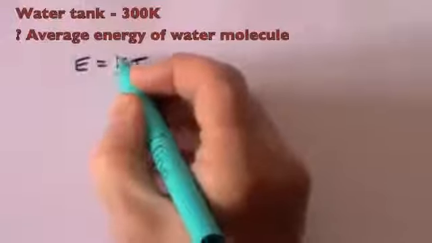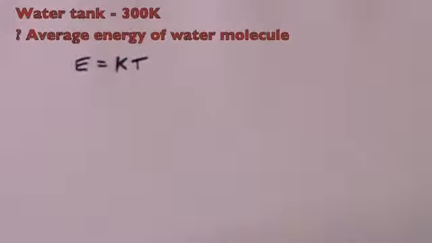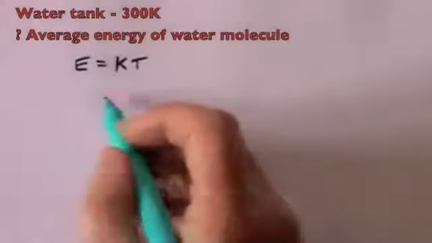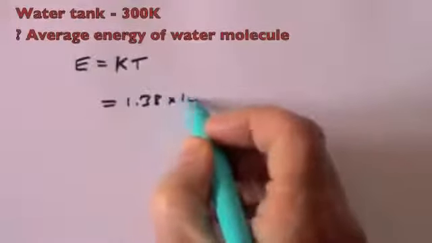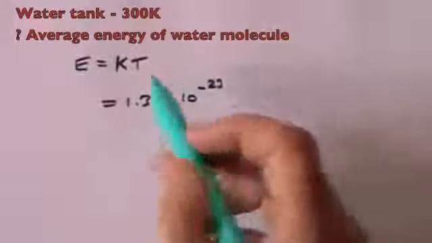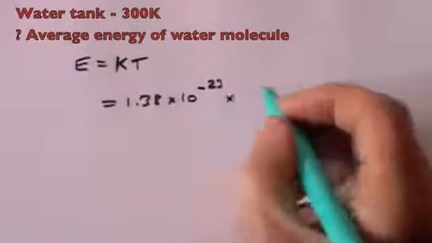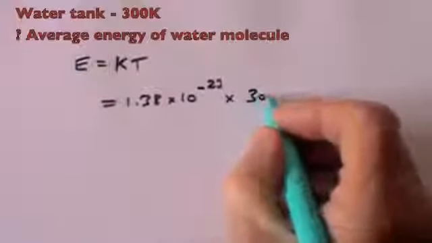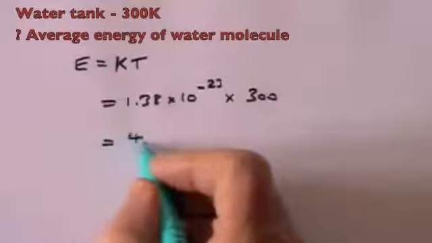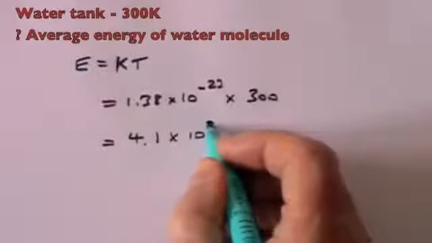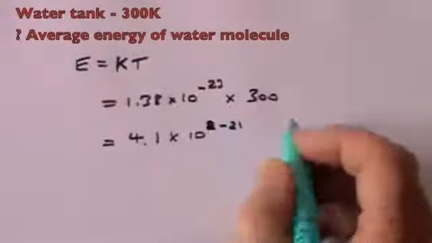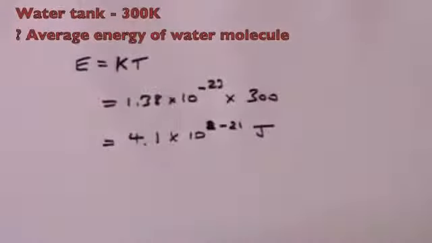We're not talking about a gas now, we're talking about thermal energy of a water molecule, E equals kT, and that's simply going to be 1.38 times 10 to the minus 23, which is Boltzmann's constant k, times the temperature in Kelvin, which is 300, and that will give you 4.1 times 10 to the minus 21 joules. That's the average energy of a water molecule.